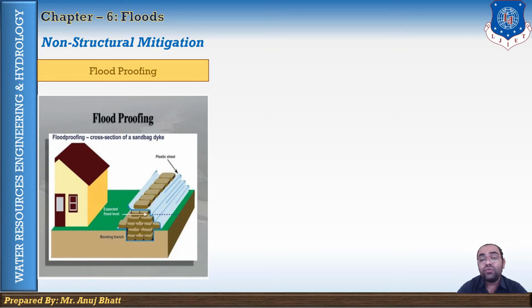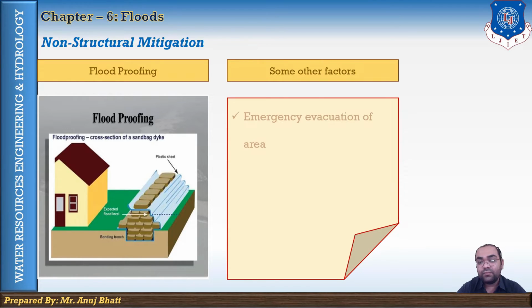Next, there are a few other factors also. Emergency evacuation of area: sometimes emergency evacuation of the threatened area is one of the most effective means of reducing the flood damage. This technique is adopted for sparsely populated areas where the property is also of low value, so it is not enough to justify other expensive methods of flood control. Loss of life can also be prevented by emergency evacuation.